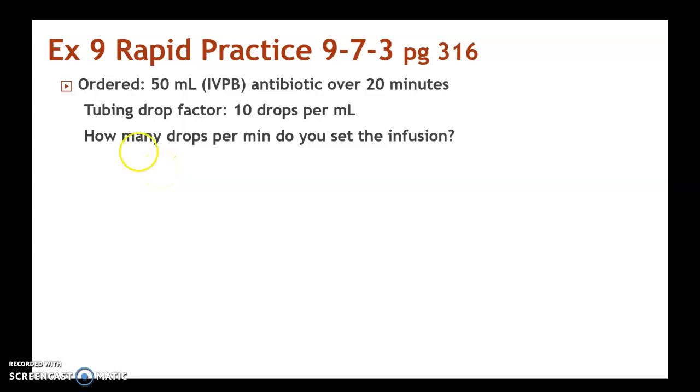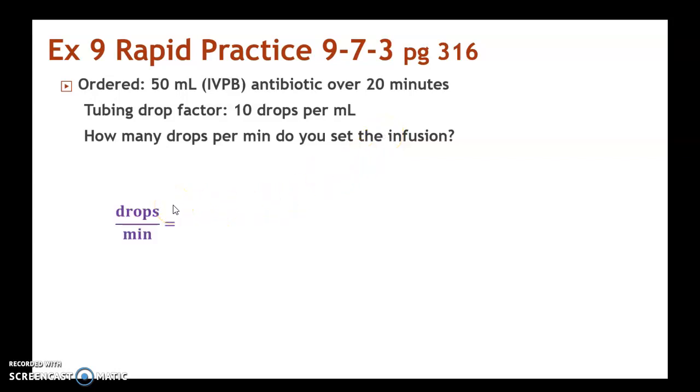Okay, so this one has an order for 15 milliliters, IVPB, antibiotic over 20 minutes. So this is a piggyback bag. This is a small volume little bag, and it's only going to take 20 minutes to give it. The tubing drop factor is 10 drops per milliliter. How many drops per minute will we set for the infusion?